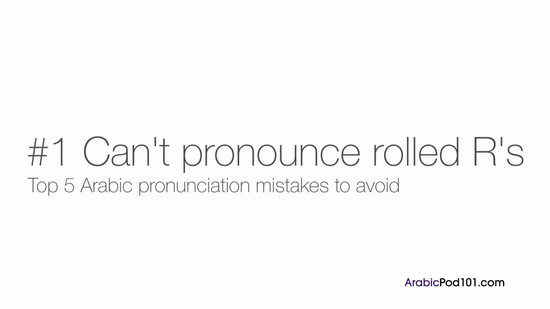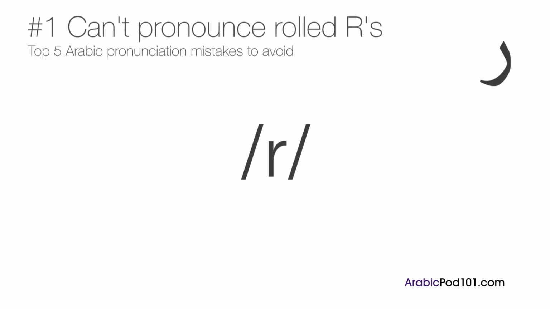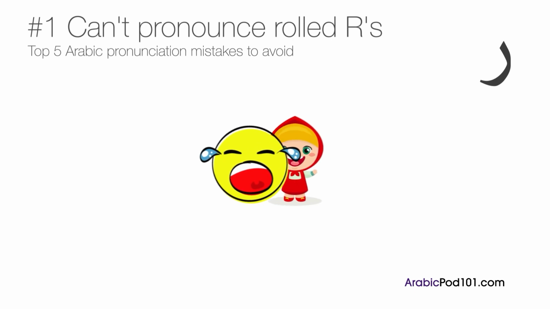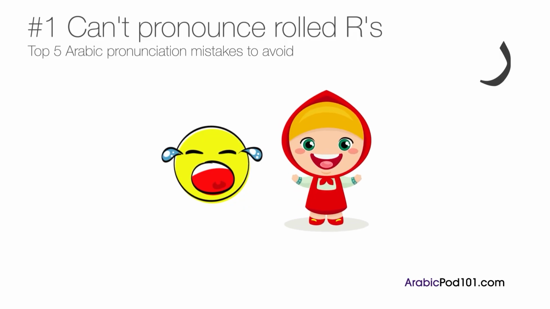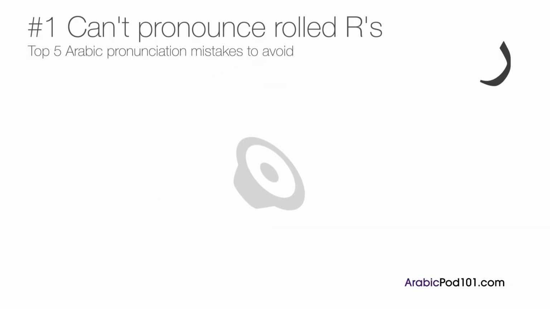Number 1. Can't pronounce rolled R's. The Arabic R is a challenging sound for most learners of Arabic. Don't be discouraged, though, as it is a naturally difficult sound. Many Arab children have difficulty pronouncing this sound. With enough practice, however, you'll be able to overcome it. The only way to solve this problem is to keep listening to native Arabic speakers and practicing it yourself, or practicing with us. Listen to the following examples.